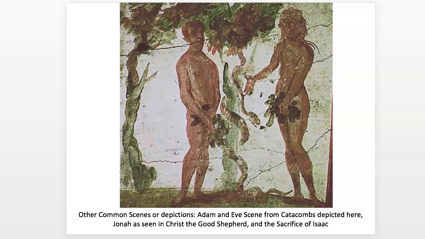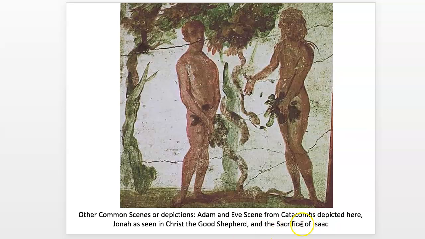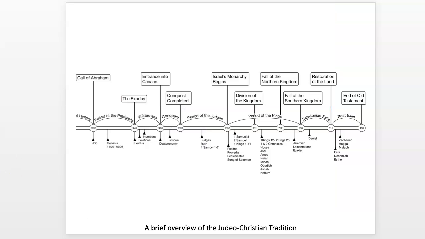And this is a common theme because Christ is considered in the New Testament as the second Adam, come to redeem and restore our relationship with God. So we see a lot of those depictions as well as the sacrifice of Isaac, which we'll see a picture of in a second, because it was also considered a typology of God sacrificing His Son, Jesus, the only begotten Son, for our sins. So you'll see that as a common thing.